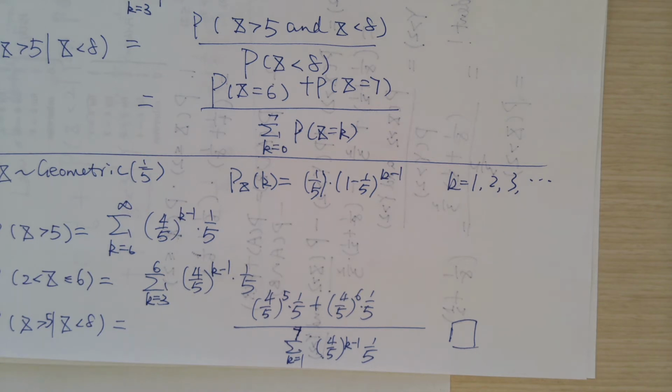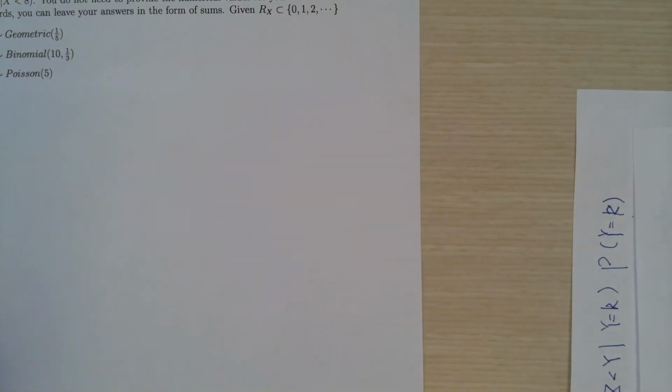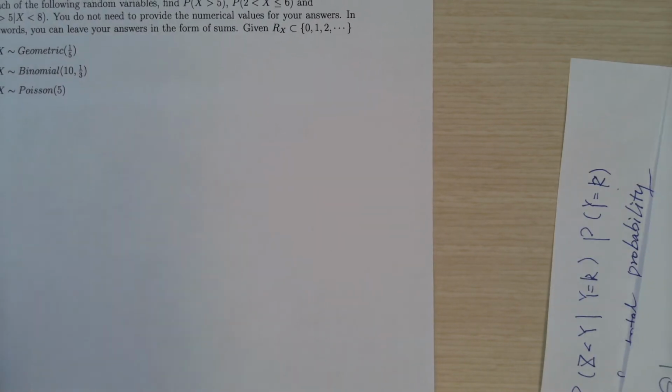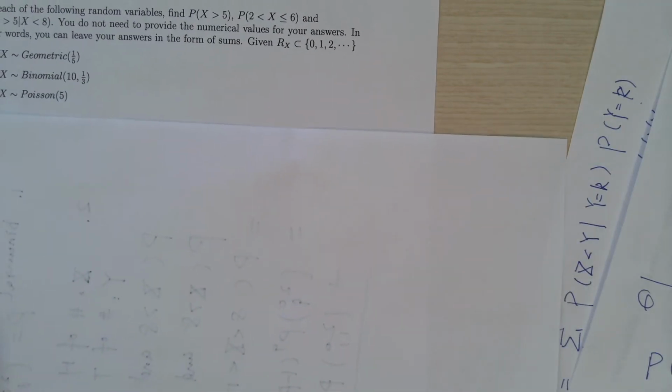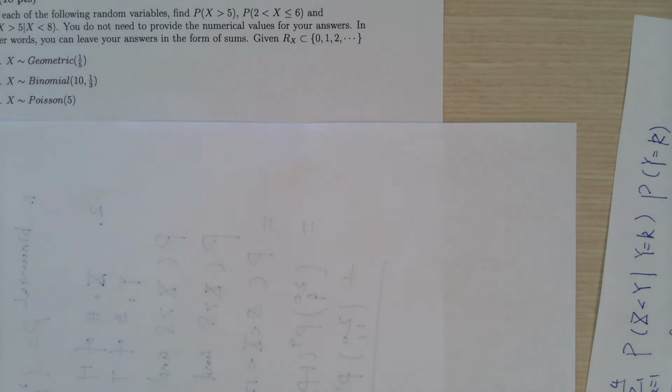Okay. So that's the first part we're doing with the geometric one. Second, it's using the binomial. Okay. Binomial is what? For this example, it's a 10 and a third.